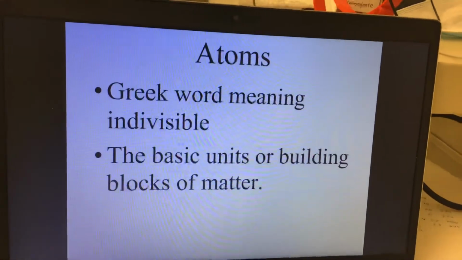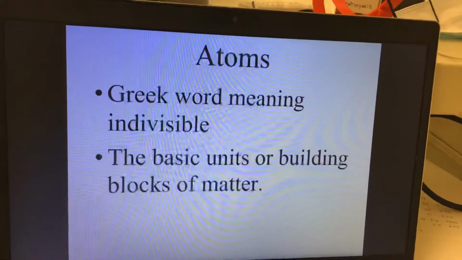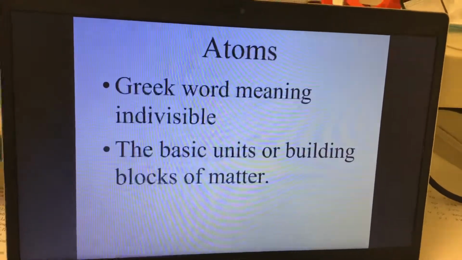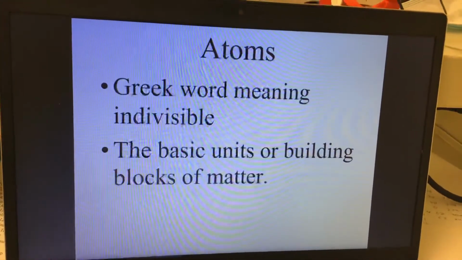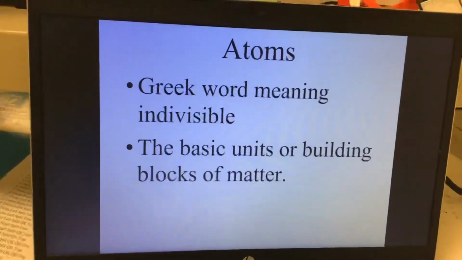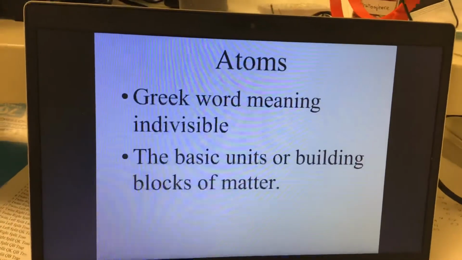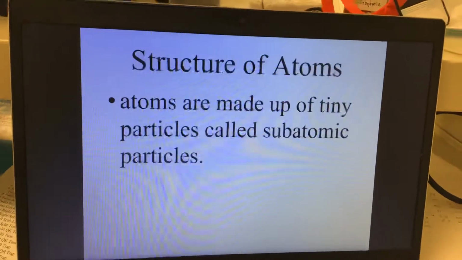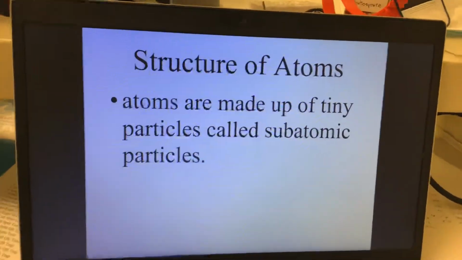Anything metal, I could break it down into tin or iron or aluminum or whatever it might be. So you can't break it down any further without losing its properties. I would like you to write this down.